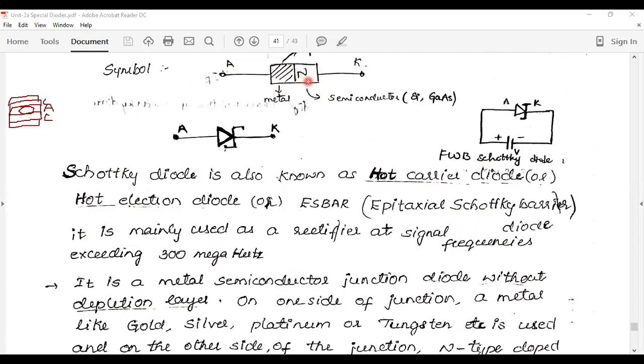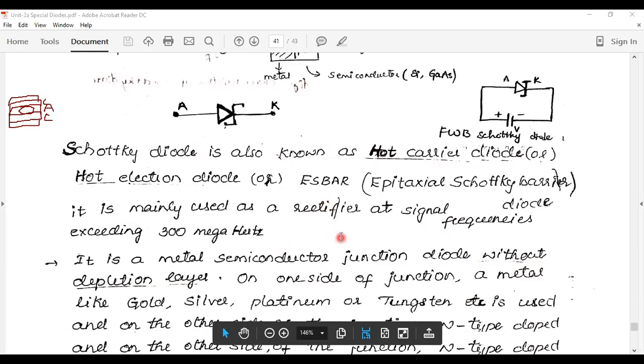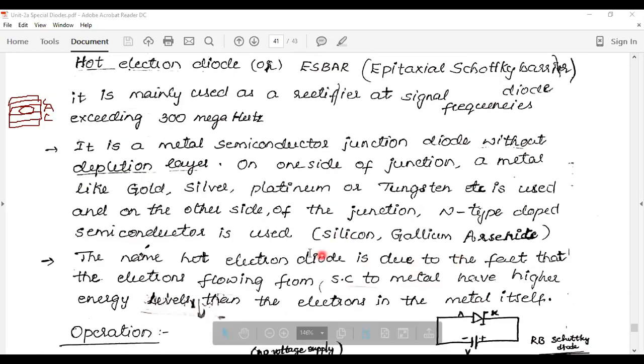Those electrons plunge into this metal, they are punched through into this metal here. In the metal, a drastic flow of electrons takes place. There is no depletion layer formation between this n region and the metal. That is the point given here.